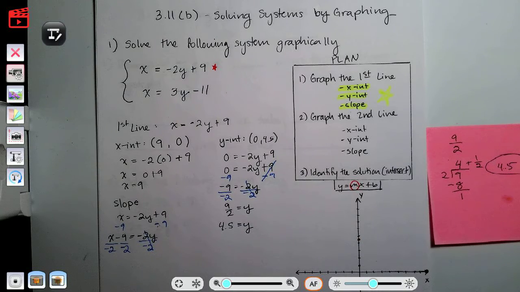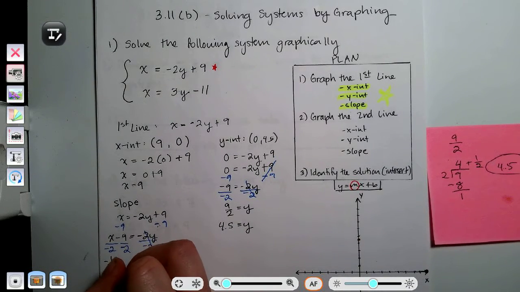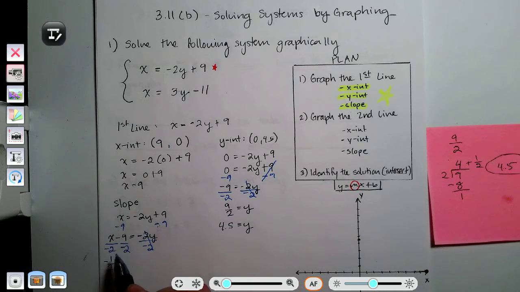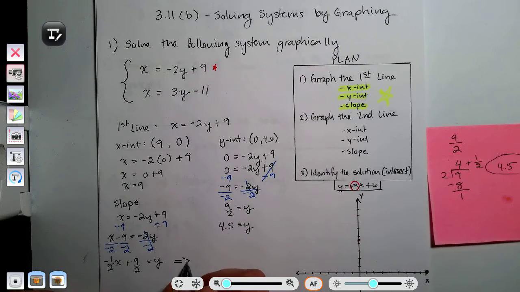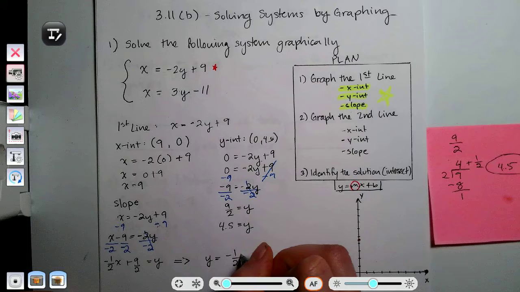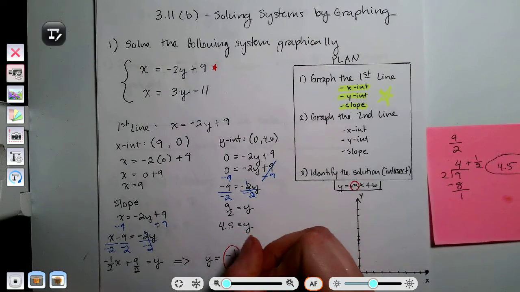Okay, let's see what this looks like. We have negative 1 over 2 x, and negative divided by negative is going to be a positive 9 over 2, equals y. Rewriting this so it looks like what we're used to, this is y equals negative 1 over 2 x plus 9 over 2. So our slope, remember, the slope is the value by x. So that is negative one half.